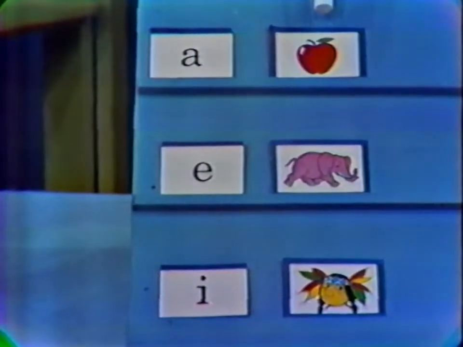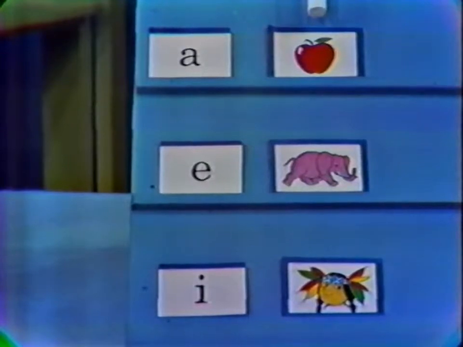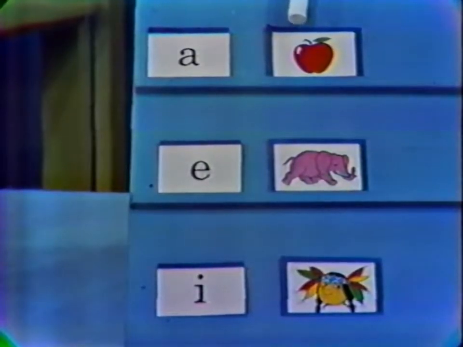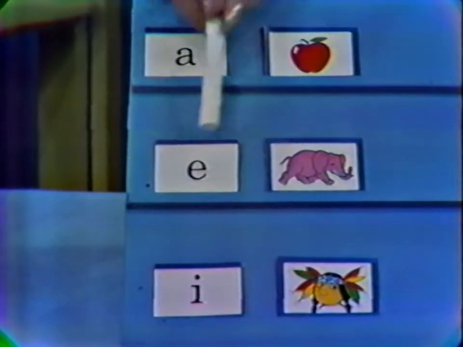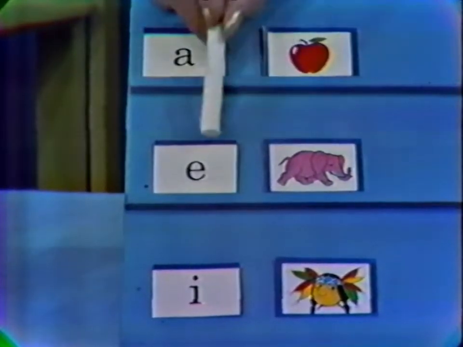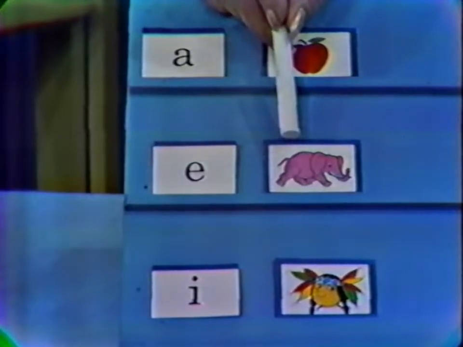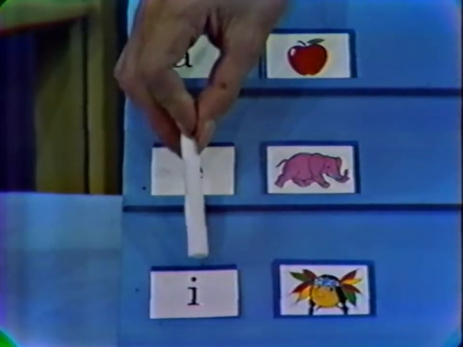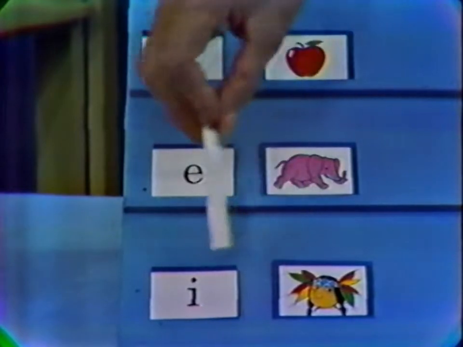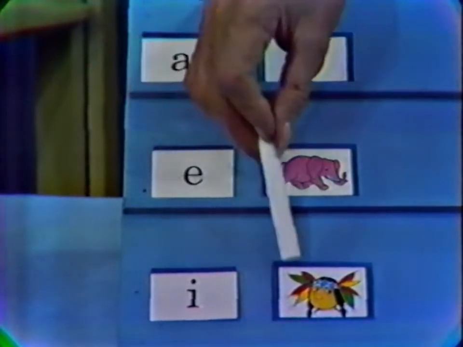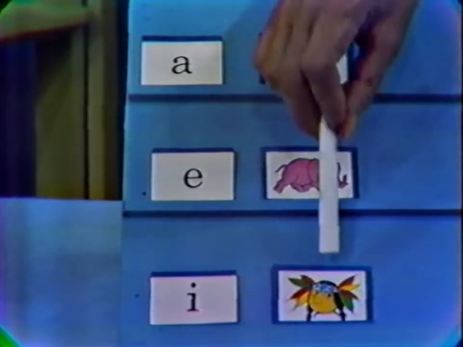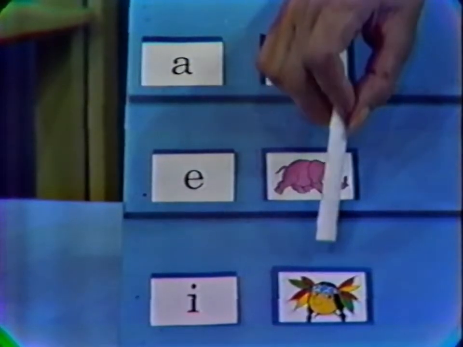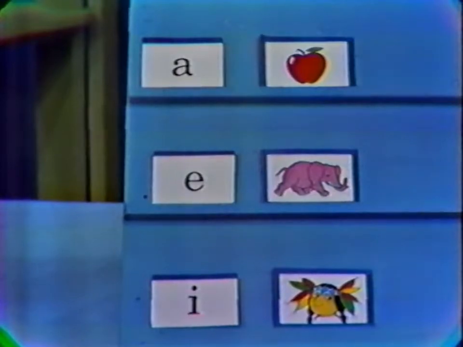The clue to A is in the apple. Apple, apple. The clue to E is in the elephant. Elephant. Elephant. The clue to I is in the Indian. Indian. In apple, elephant, and Indian. Begin the word to find the clue.